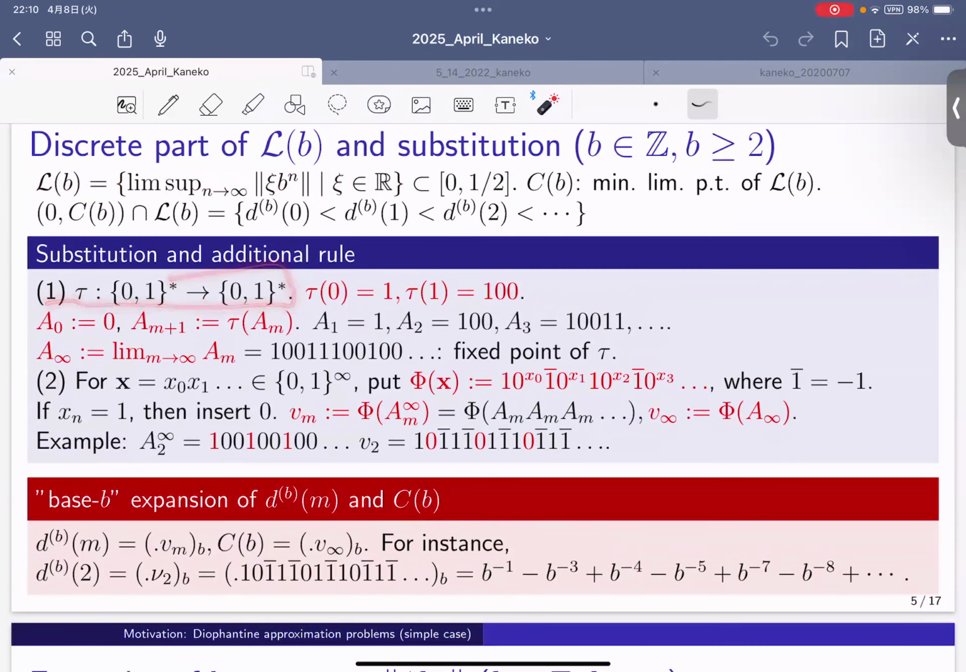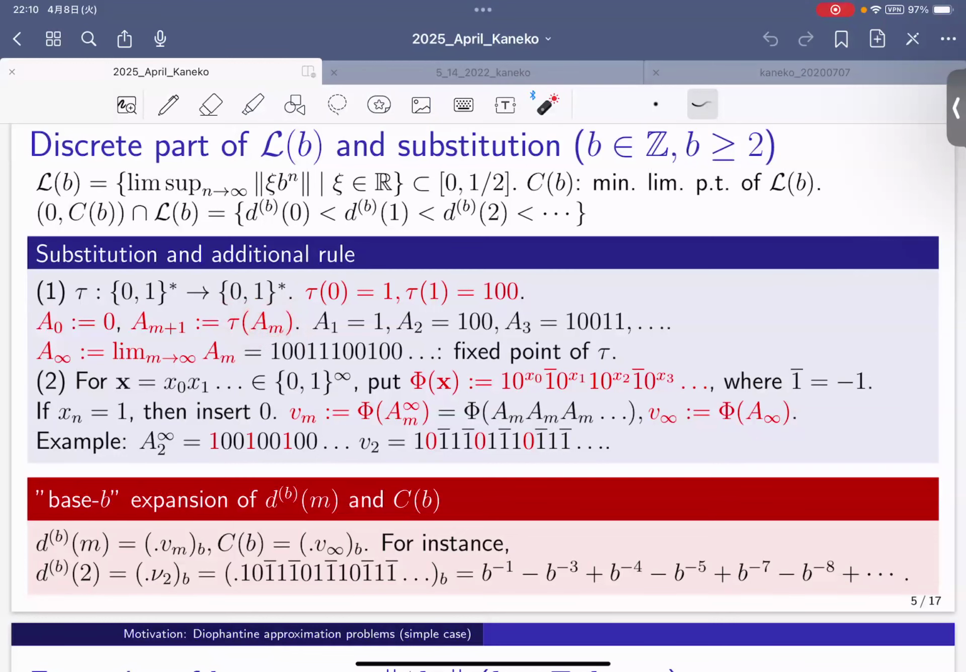And this is the set, and this discrete part, and C_B is the minimal limit point. And we define the substitution tau from {0,1} to {0,1}*. So 0 is sent to 1, and 1 is sent to 100. So I would like to introduce some words related to these substitutions. The initial word is A_0 = 0, and A_{m+1} is defined by this substitution tau of A_m.